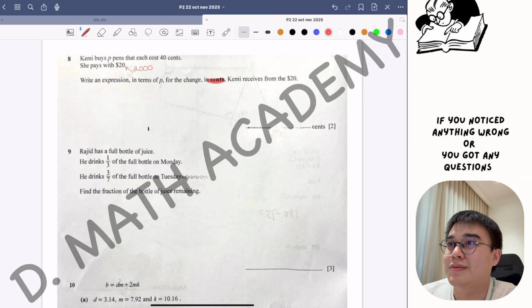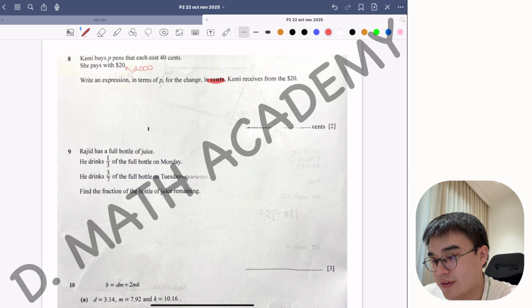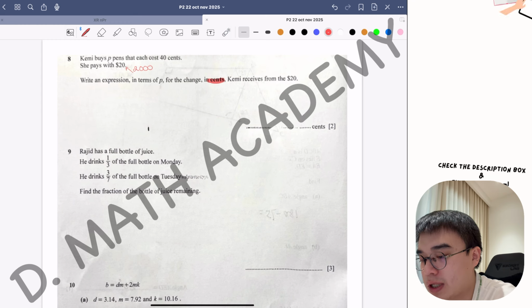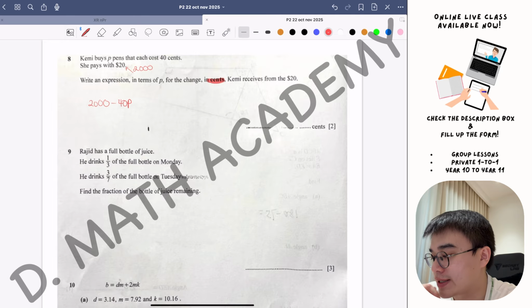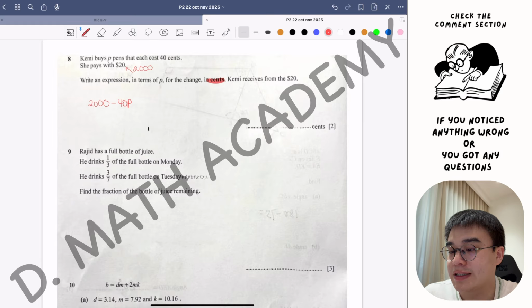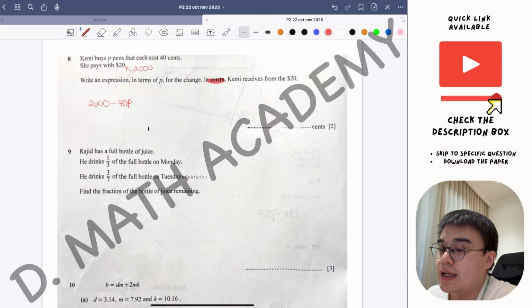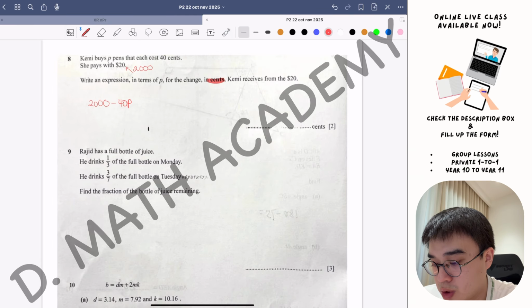So from the 2000 cents that you have, you have to adjust further. They told us to find the change. So it will be 2000 minus 40p, because we don't know exactly how many pens Kemi bought. So just show them that the total price for the pens will be 40 times p, and this will be the algebraic expression that they are expecting from you.